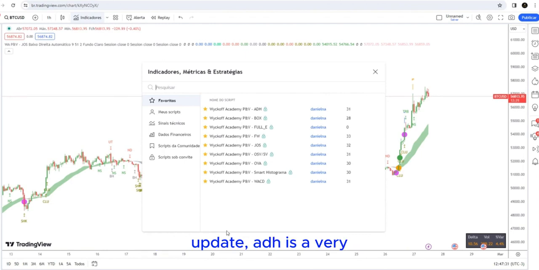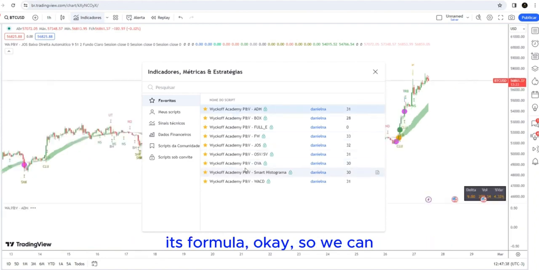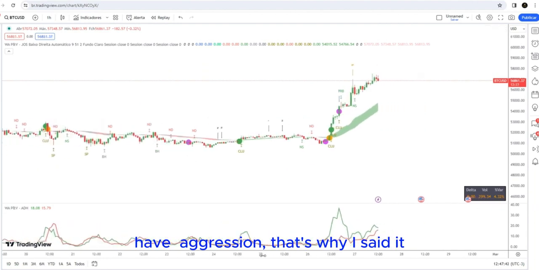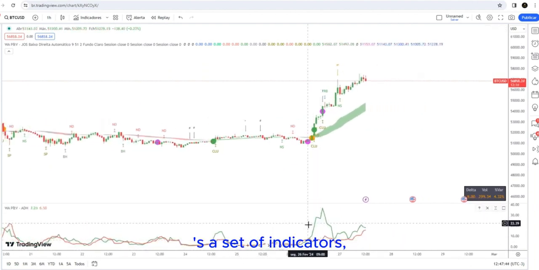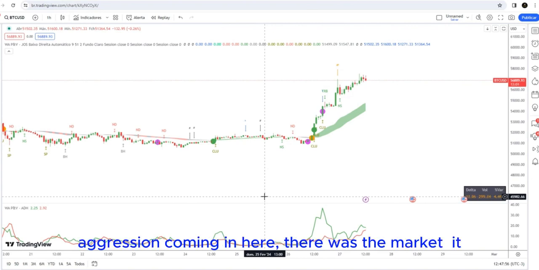Add is a very interesting indicator because it has aggression in its formula, okay? So we can have aggression. That's why I said it is a set of indicators. You can call it a plugin, you can call it a trade system, call it whatever you want. It has a price reading, volume, and delta. So here we had a lot of aggression coming in.